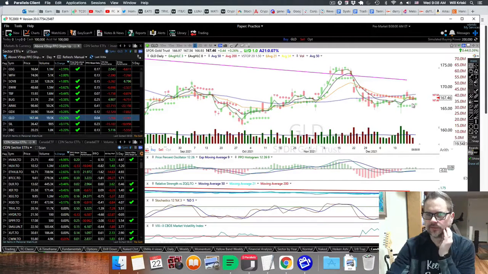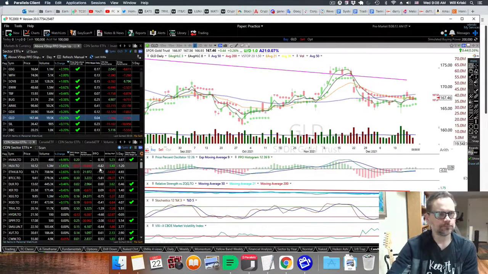Gold is similar, but this one is really close to the 50, but there is a crossover here as well. It's a little bit flat, so there's nothing great right now.